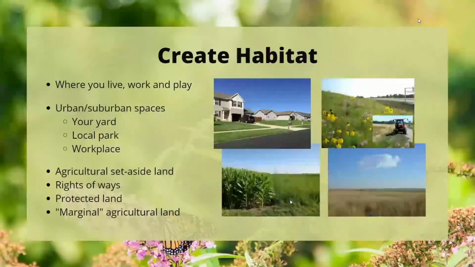So if there's one thing I hope that you remember from my portion of the presentation, it is that the most important thing that you could do for monarch populations is create habitat. Plant milkweed, plant milkweed, plant milkweed. So where you live, where you work, and where you play. These can be in both urban and suburban spaces. So, something as simple as your yard.